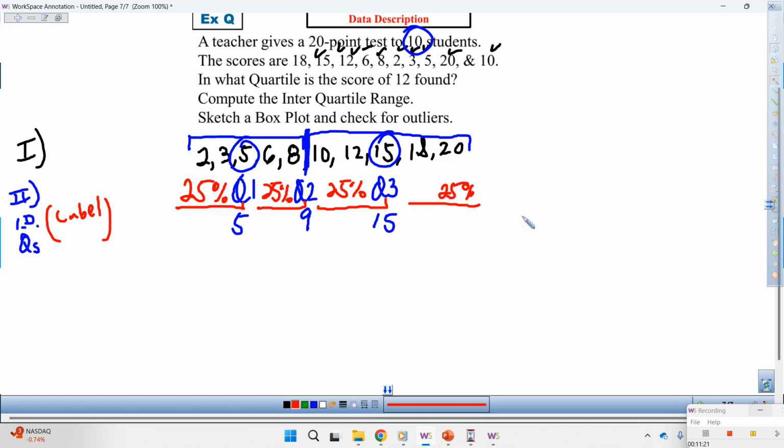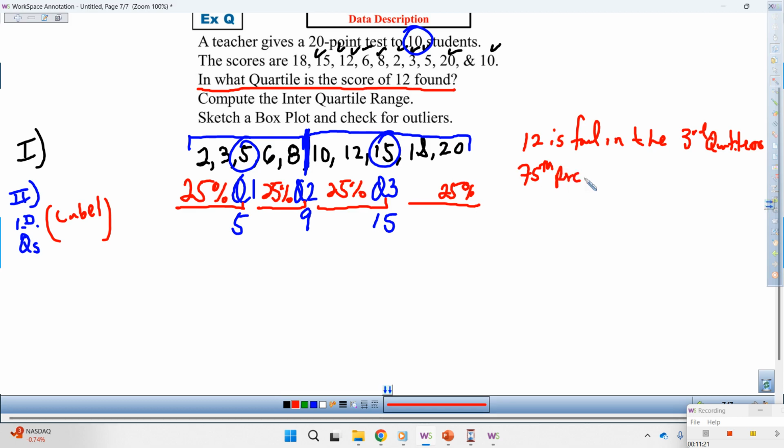So let's answer the question. In what quartile is 12 found? So we write 12 is found in the, everyone, third quartile or 75th percentile. Thank you.